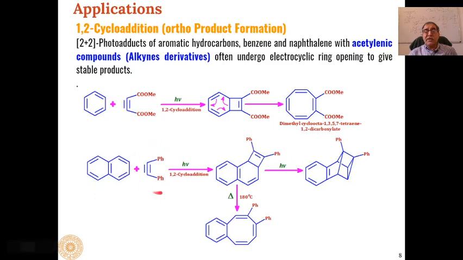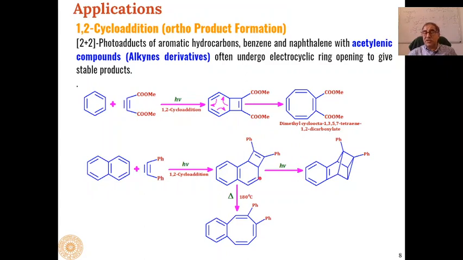Similarly, if we add diphenyl acetylene to naphthalene, this will also undergo 1,2 cycloaddition reaction, and in the initial stage we will get this type of cyclobutene derivative through 1,2 cycloaddition reaction, and this on further photochemical radiation can undergo cyclization at these two points. So one electron from here, one electron from here, we will form a carbon-carbon bond at this place. One electron from here, one electron from here, we will get another carbon-carbon bond.